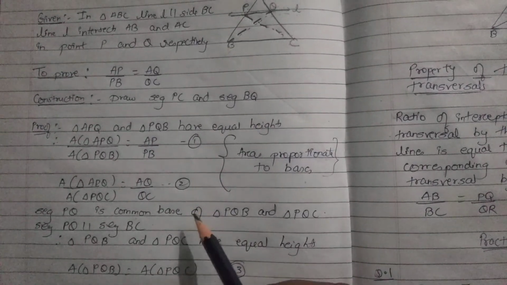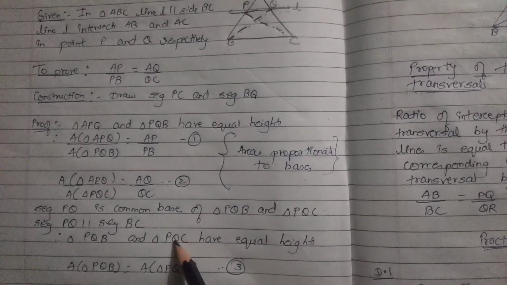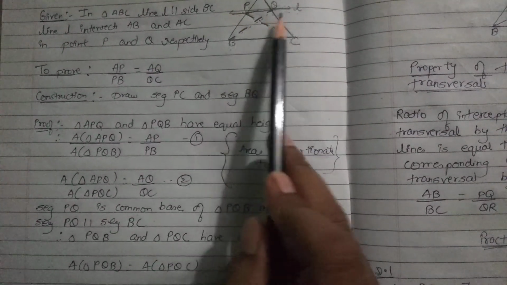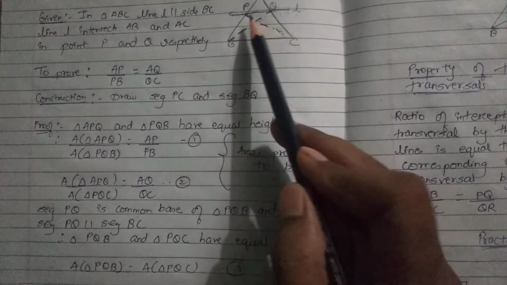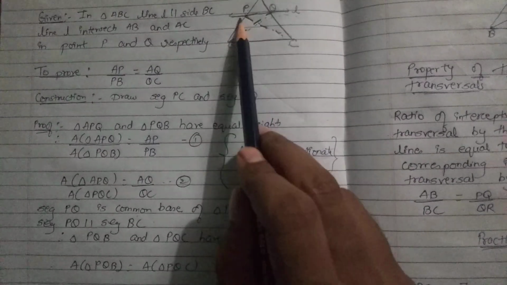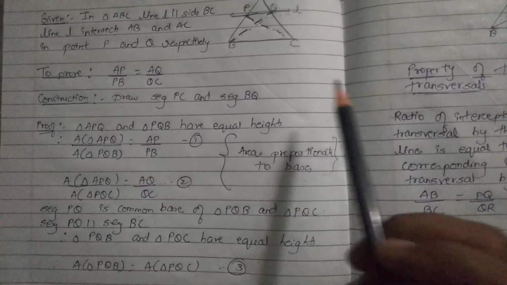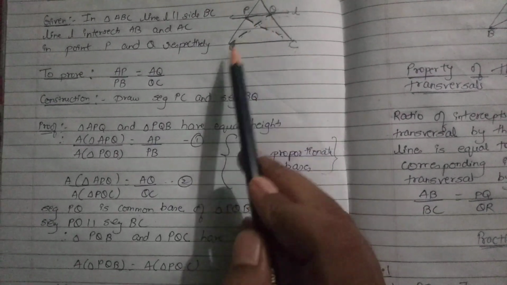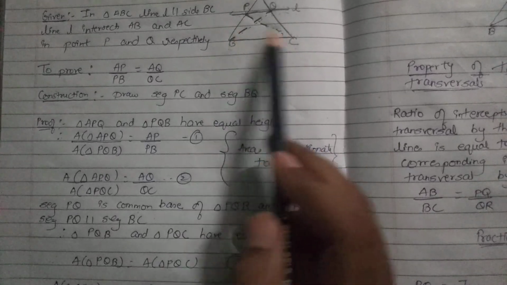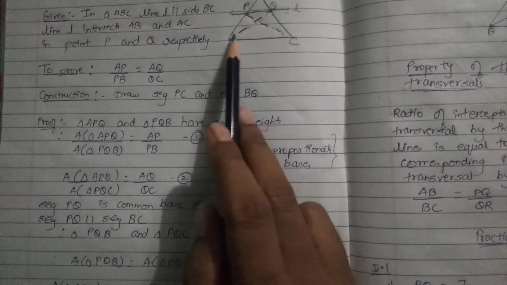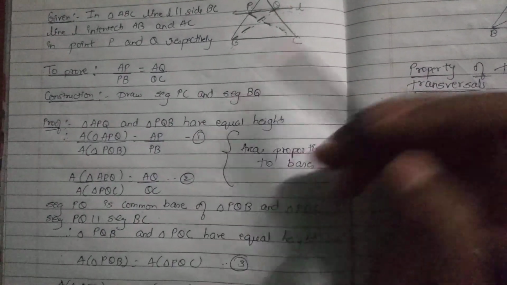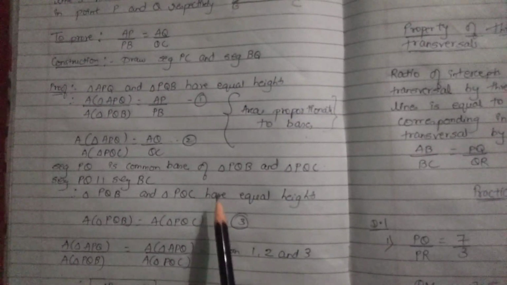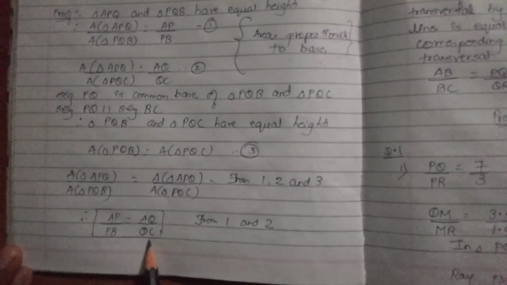So statements number 1 and 2, if you compare these, what can you see? This PQ is the common base of triangles PQB and PQC. And PQ is parallel to side BC. So we can see that these triangles PQB and PQC are equal in area. If these two triangles are equal, then these ratios are equal. So from statements 1 and 2 we have proved that AP upon PB equals AQ upon QC.